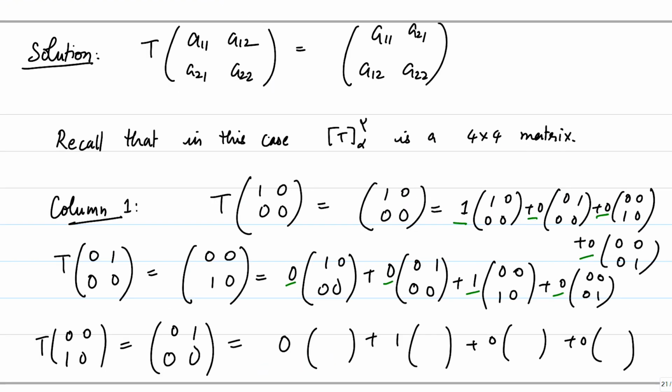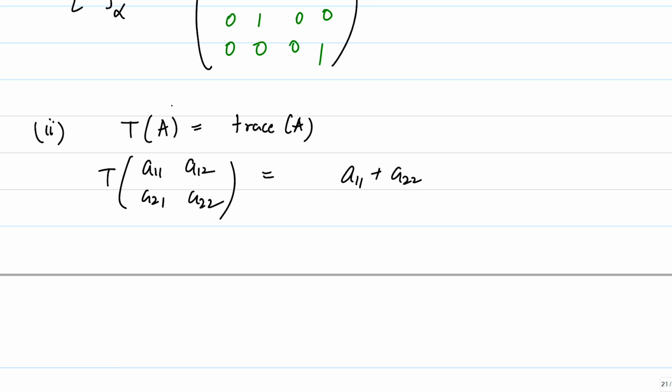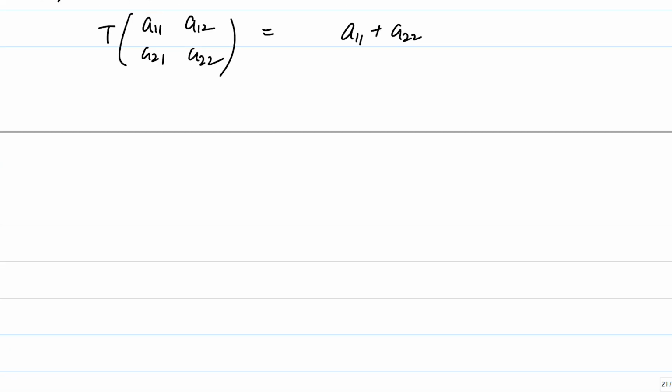Yet again, we are going to do the same type of calculations. We will compute T on the basis vectors, write it down in terms of the basis vectors in the image, and hence get hold of the columns of the matrix of the linear transformation. So here, notice that A is coming from M 2 cross 2 of R, which is a dimension 4 vector space, and the image is a real number in the vector space R, which is dimension 1. So this matrix is going to be a 1 cross 4 matrix. Okay, so let's compute what the matrix will be.